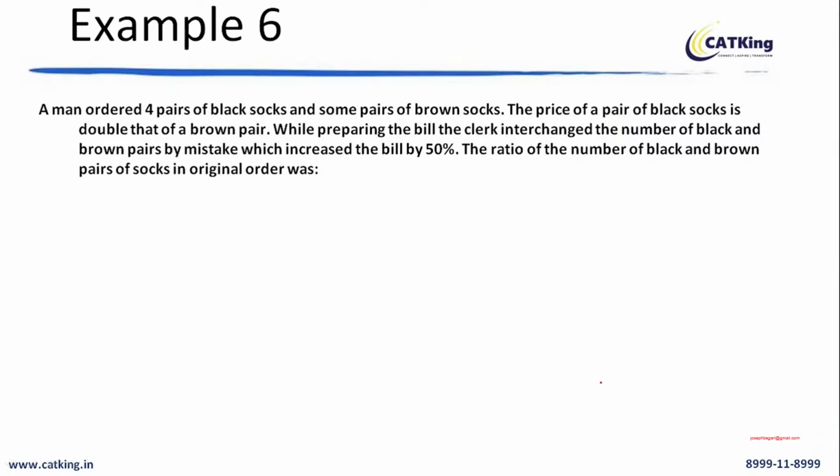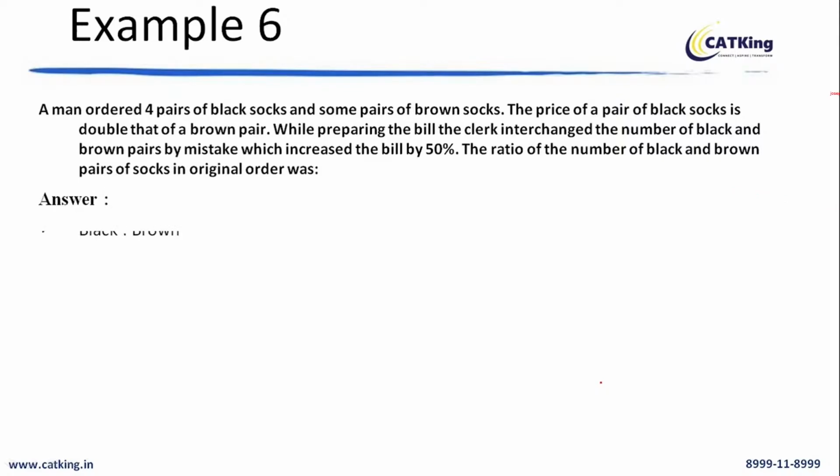So please pay attention. A man ordered 4 pairs of black socks and some pairs of brown socks. So number of brown socks not given. The price of a pair of black socks is double that of a brown pair. While preparing the bill, the clerk interchanged the number of black and brown pairs by mistake, which increased the bill by 50%. So the number of black socks was interchanged with the number of brown socks. So the ratio of number of black and brown socks in the original order was how much is what you have to find out. Ratio of black and brown.